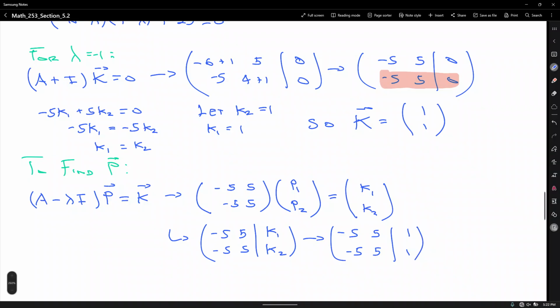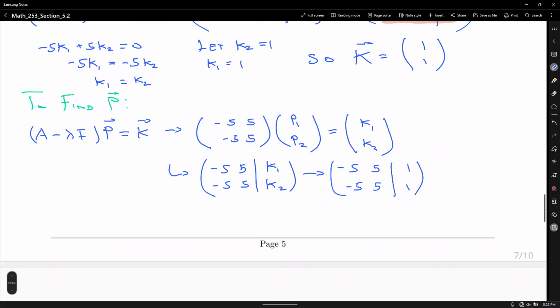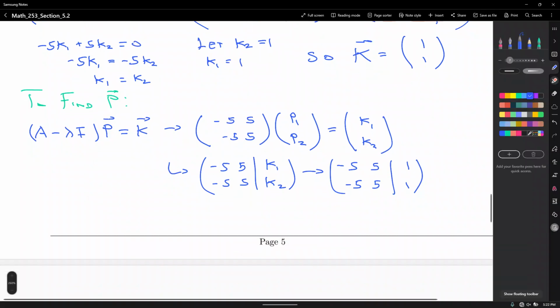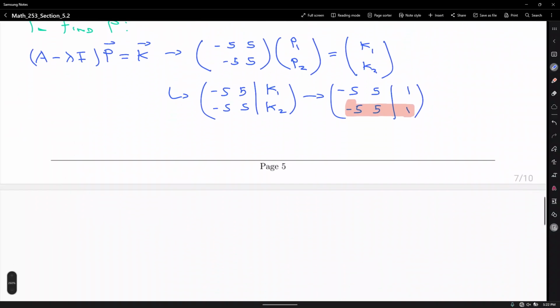Again, don't even bother reducing the matrix. Isn't it easy to see that the two rows are exactly equal or maybe a multiple of each other? So just grab any of the rows and decode it into an equation. I'm going to take the second row or the first one, doesn't matter, they're the same. So that means negative 5 P1 plus 5 P2 equals 1. Well, in this case, what do we do? I'm going to solve for P2 because that's the one that already has the positive sign.